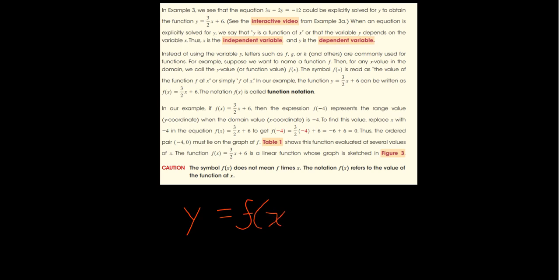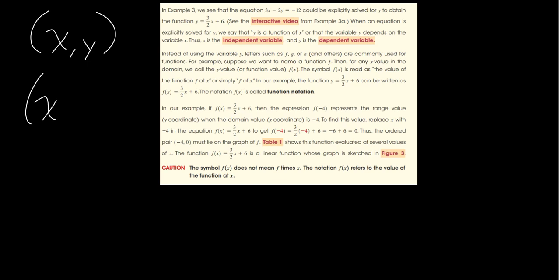are essentially interchangeable. That makes sense because if I were to look at an ordered pair, I know my ordered pair is some x and some y. Well, I can also say that that ordered pair is some x and the function at that x. Let me explain that real quick.